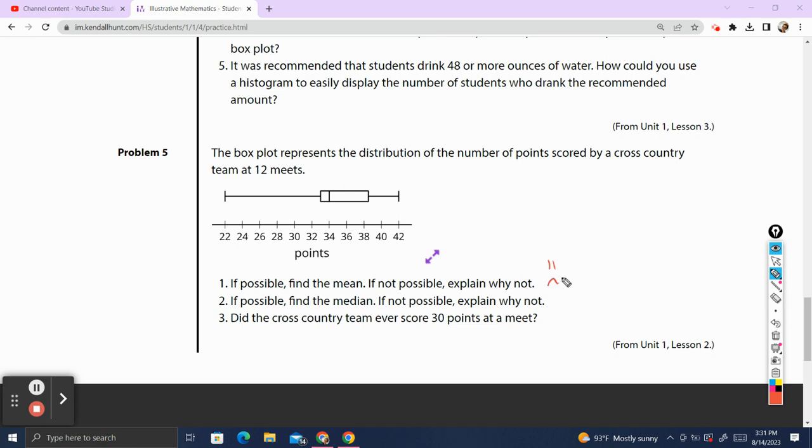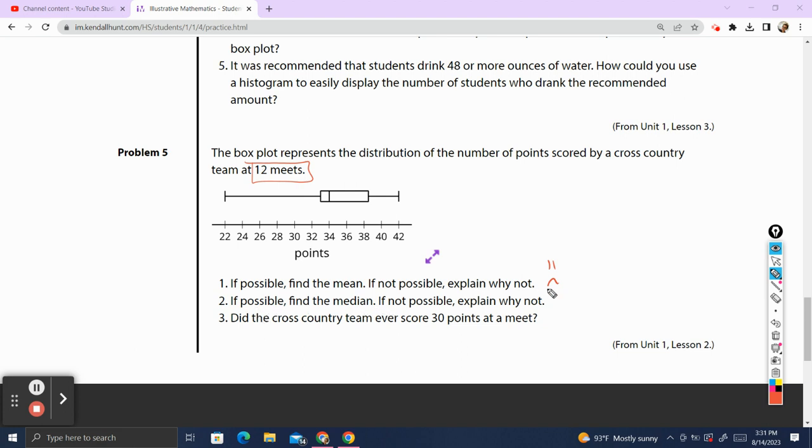I'm going to put a sad face because we can't find the mean. We don't know what those specific values are, and for the mean, you have to know all of the values so you can add them up and divide by the number there is. We do know that there are 12 meets, but we don't know the values so that we can't add them up. If possible, find the median.